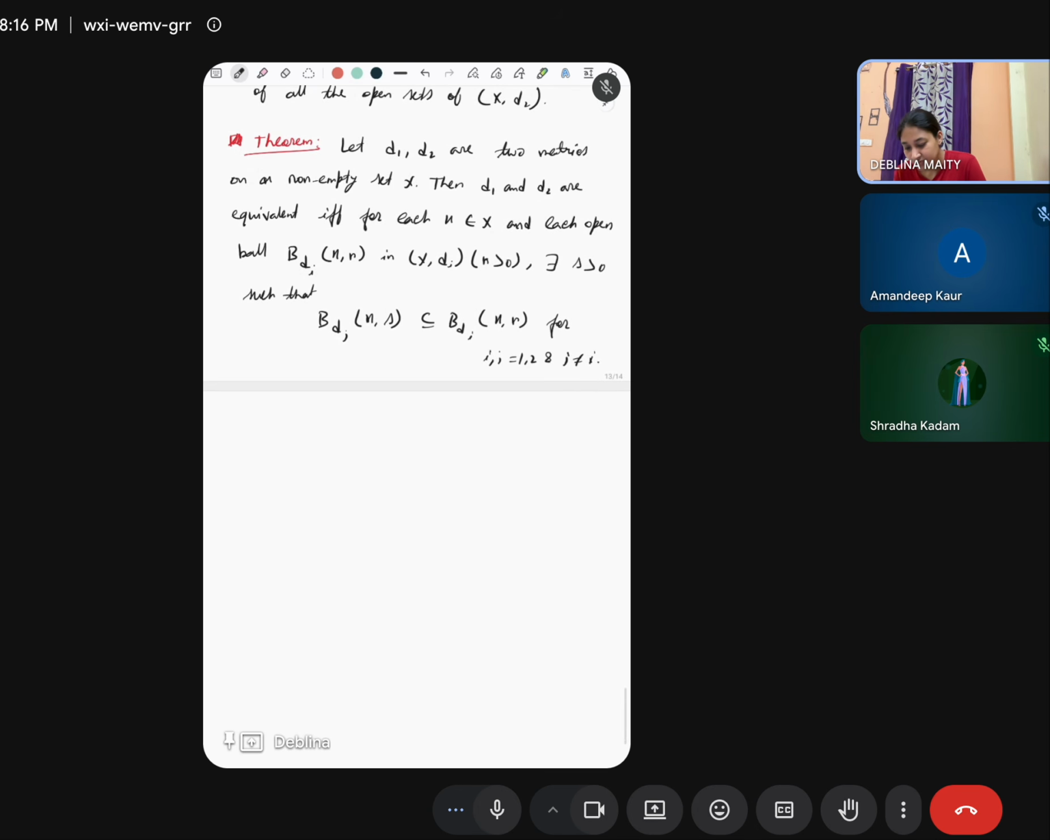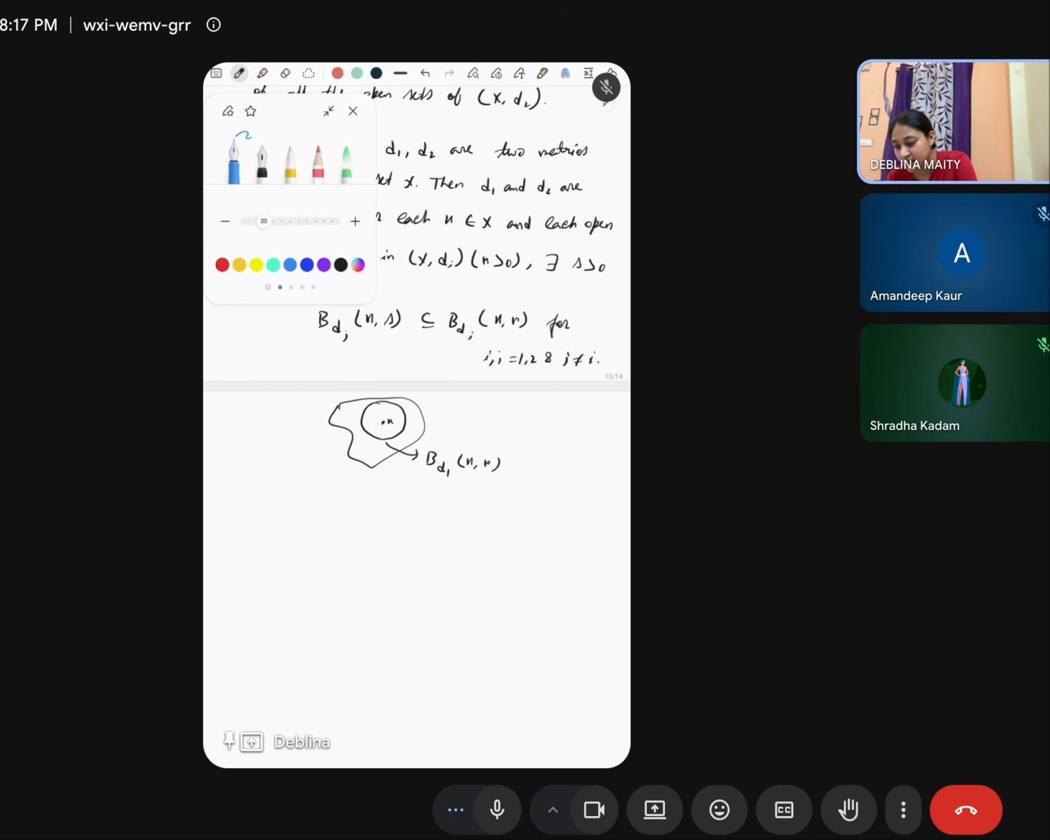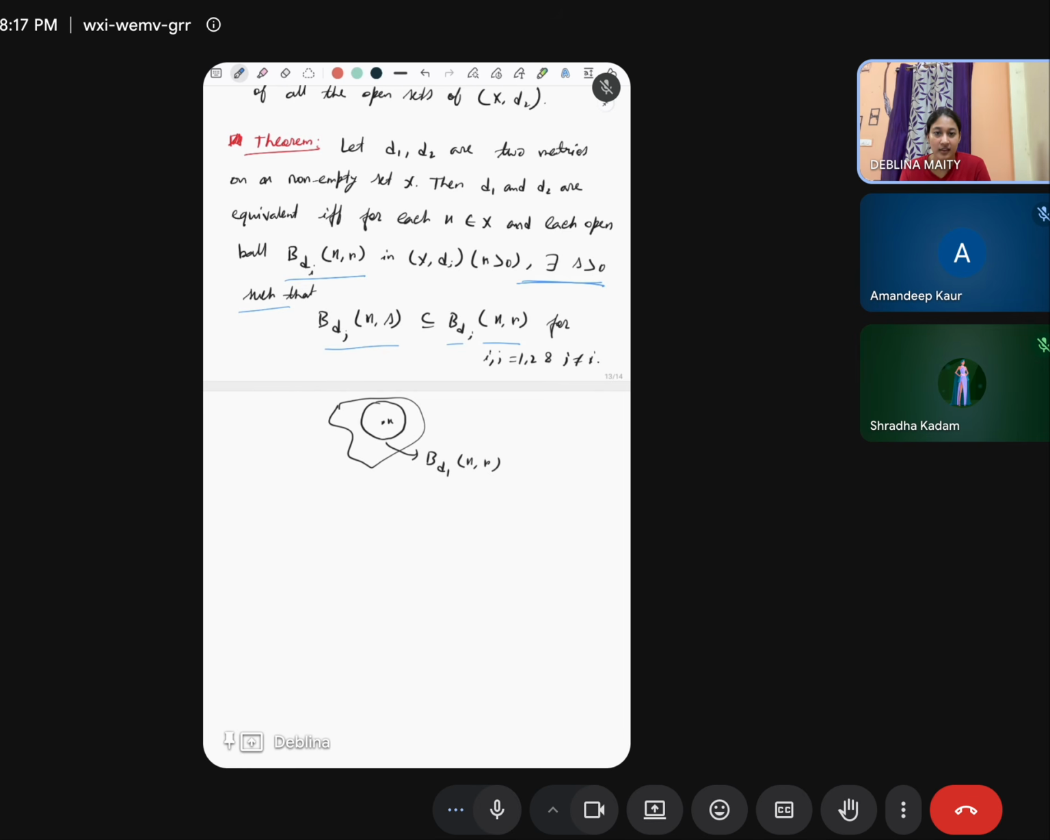So this says, suppose X is a non-empty set, right? Then they will be equivalent if, for x belonging to X, we let B_d1(x, r) be a ball with respect to d1 centered at x with radius r, right? Then it says there has to exist some s such that B_d2(x, s) is contained in this B_d1(x, r), right? So if this is an open ball centered at x, then there has to be some ball here.